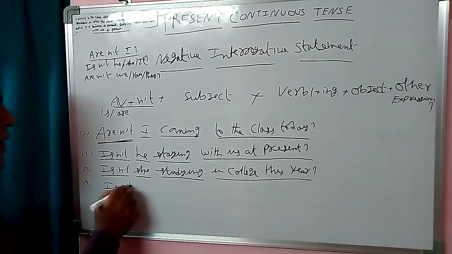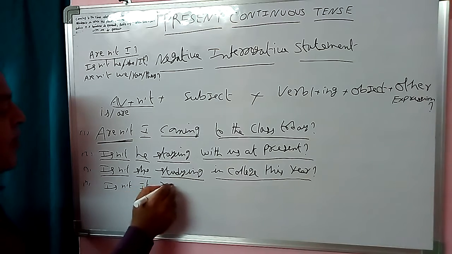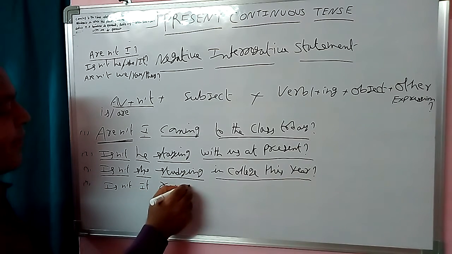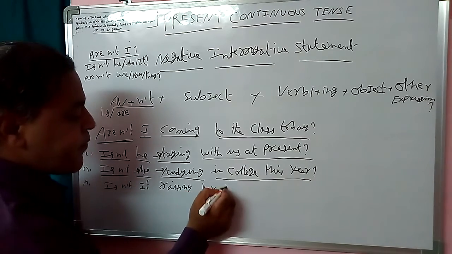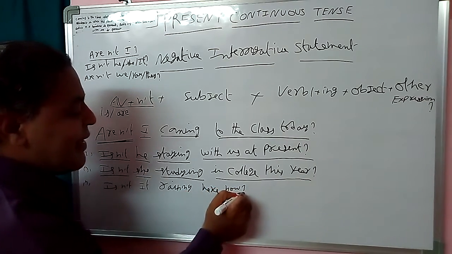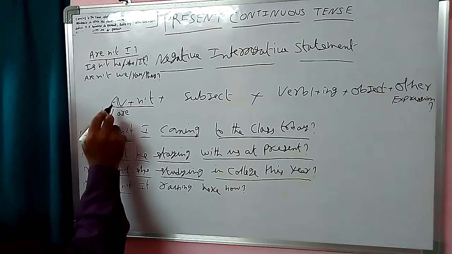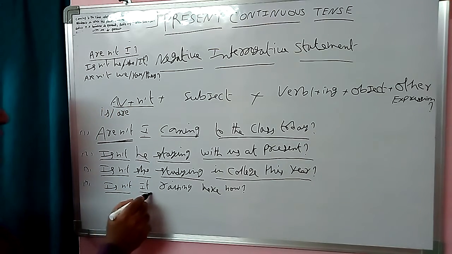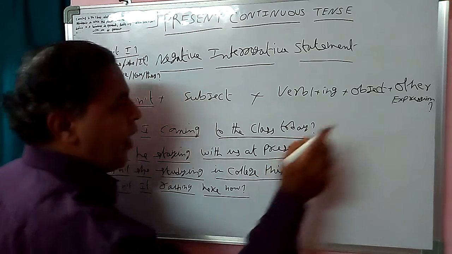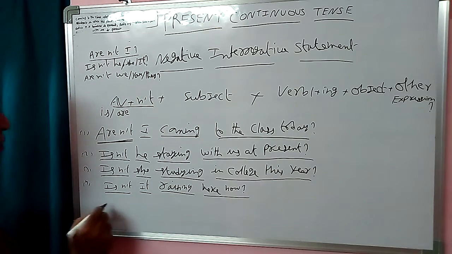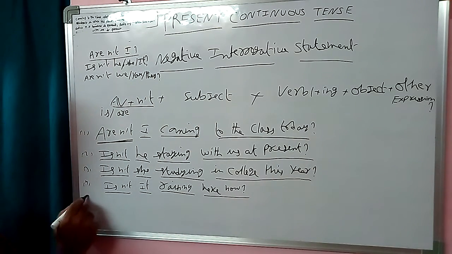Isn't it raining here now? Isn't, auxiliary verb with apostrophe t. It, subject. Raining, verb 1 plus ing. Here now, object and other expression. Question mark. Isn't it raining here now?